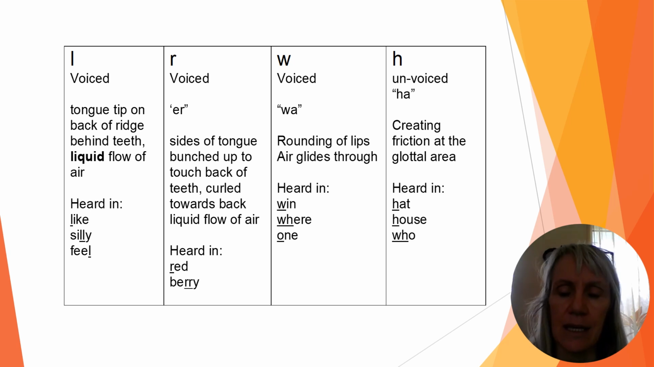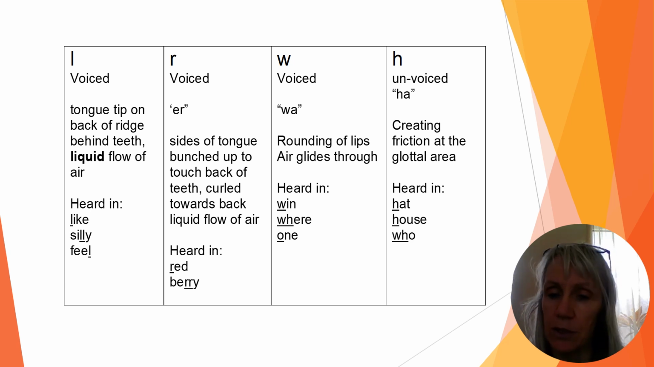So you see what looks like a lowercase L, it too is voiced. So we're feeling that vibration. The tongue tip is on the back of the ridge behind the teeth, and we have a liquid flow of air. So I want you to just pretend you're practicing, you're singing, la, la, la, la. That's what we're hearing with the L sound, okay? So it's heard in like, watch my mouth, like, silly, feel. So I'm trying to listen for that sound.